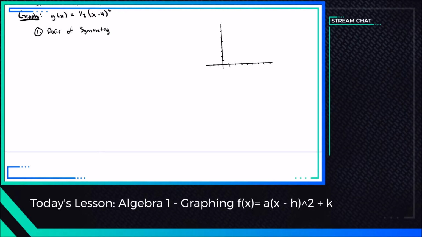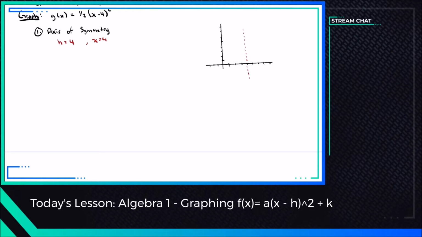All right, notice that our h in this function is equal to 4. So there's our h right there. And so our axis of symmetry is going to be the line x equals 4. So we're going to go out to 4, and we're going to put a dashed line right there on our axis of symmetry.